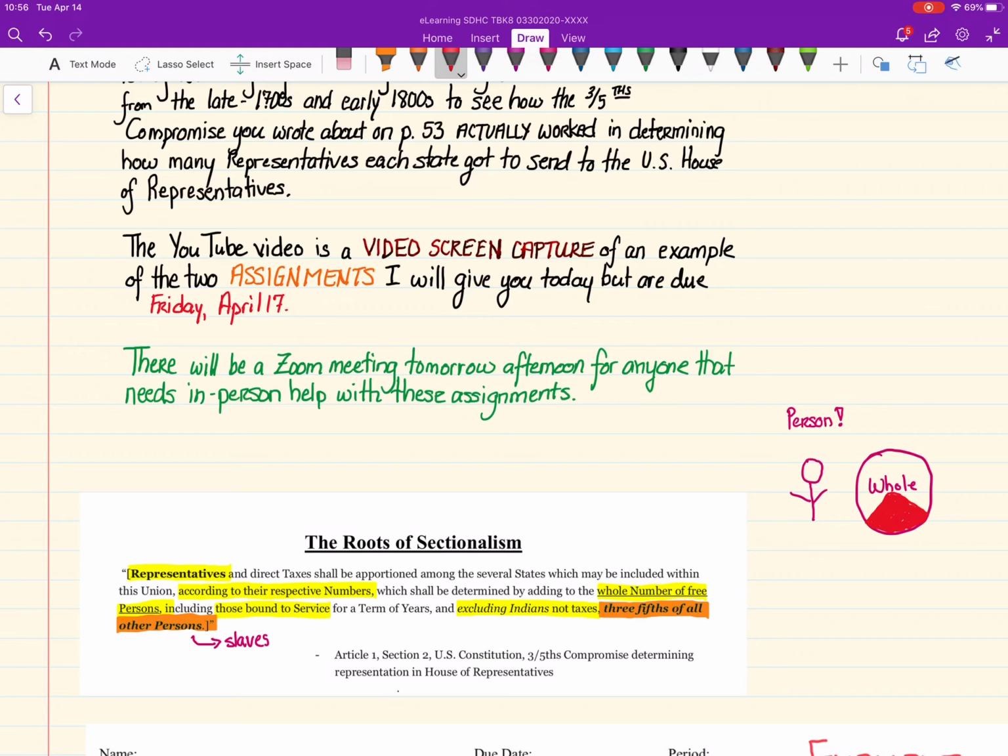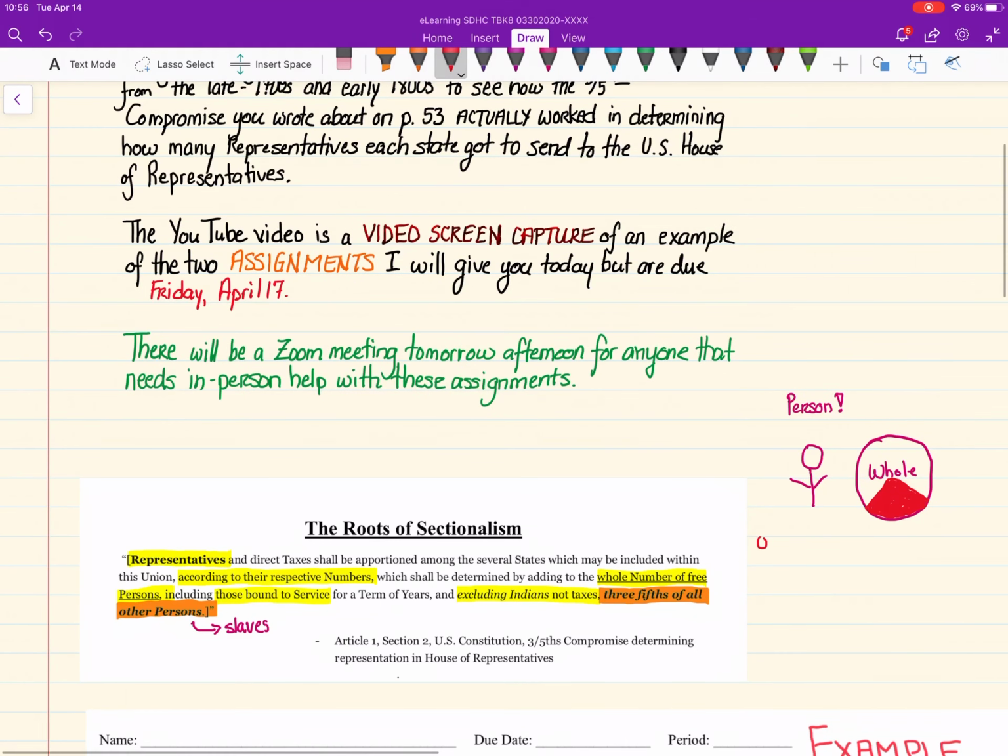What the 3/5 compromise did when they counted non-free persons was it took 1, 2, 3, 4, 5 non-free and made them equal to 3 free.